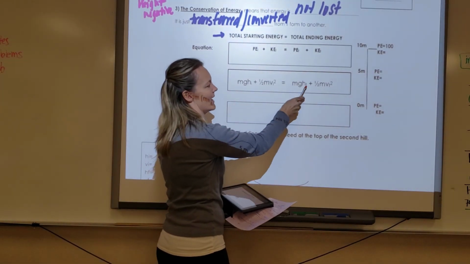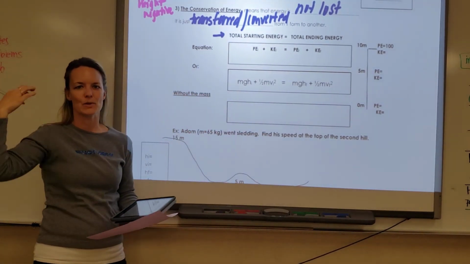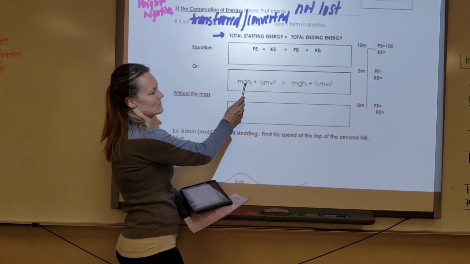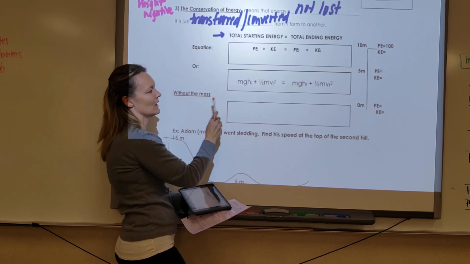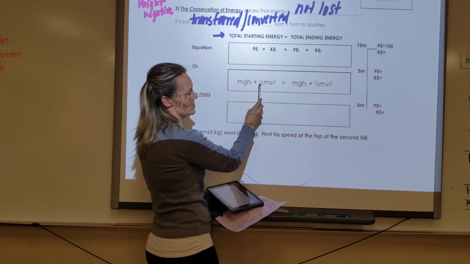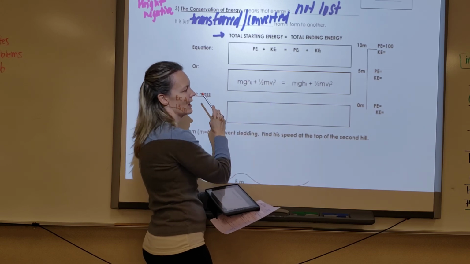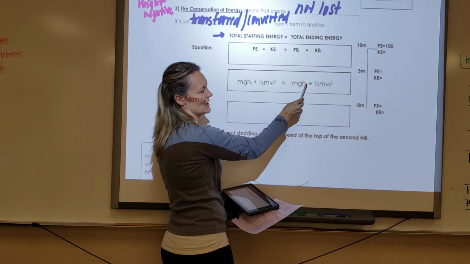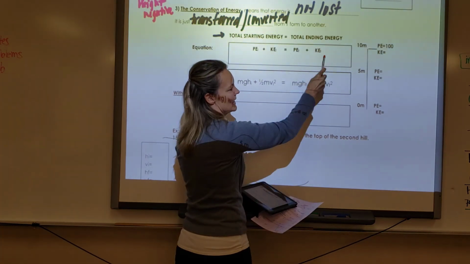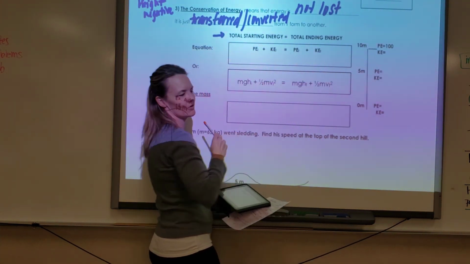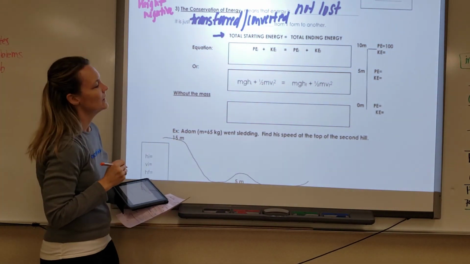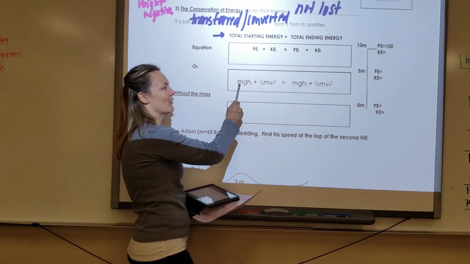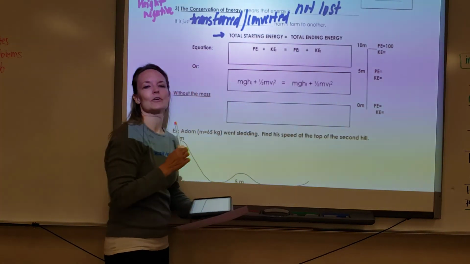We then just have to add I's and F's to represent, is it at the beginning, initial, or is it at the end, final. So potential energy is mass times gravity times height, initially, plus initial kinetic energy, 1/2 m vi squared. That has to equal potential energy at the end, m g hf, final height, plus kinetic energy at the end, 1/2 mass times the velocity squared.